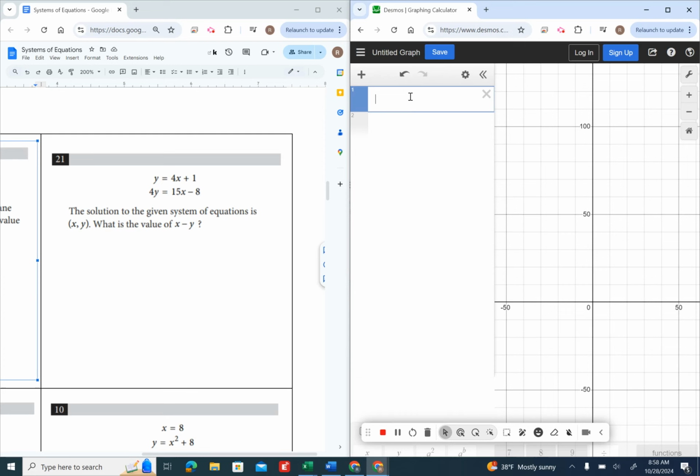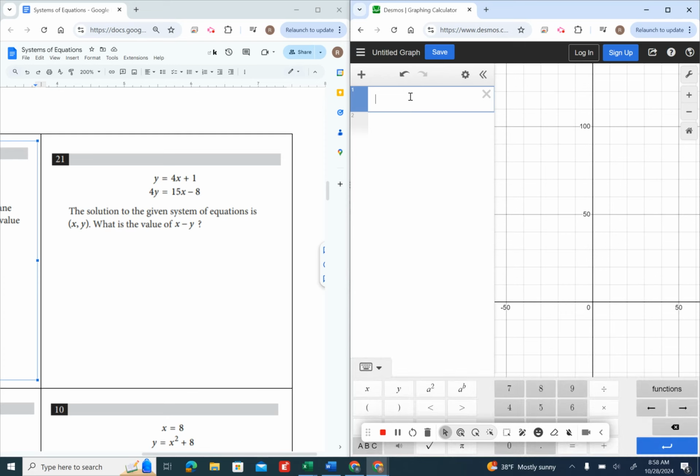One of the common misconceptions of using this calculator is that, such as your TI-84 calculator, you need to solve both equations for y in order to enter them. That is not true in the Desmos calculator. I can simply type in my equations the way they're given to me, and the lines will appear. So 4y equals 15x minus 8.